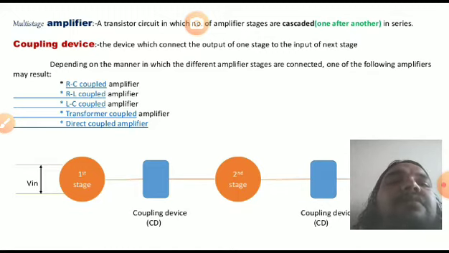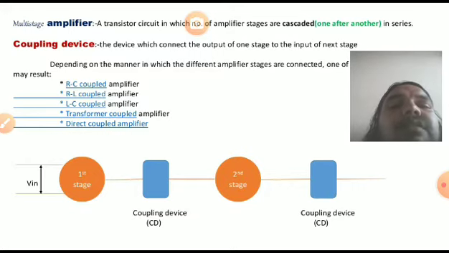Depending on the manner in which the different amplifier stages are connected one after the other, the following amplifiers may result. First one is RC coupled amplifier, second one is RL coupled amplifier, third one is LC coupled amplifier, fourth one is transformer coupled amplifier, and fifth one is direct coupled amplifier.